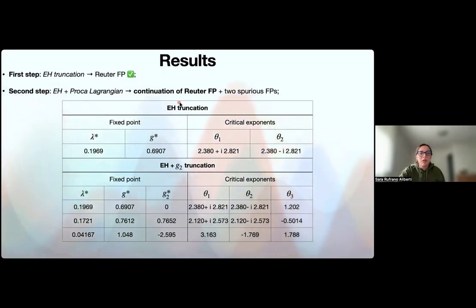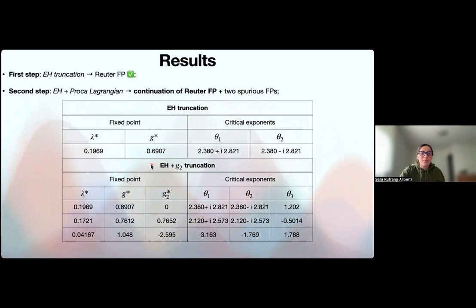So for the Einstein-Hilbert truncation, we found the Reuter fixed point characterized by these fixed point coordinates. And here there are the usual pair of complex conjugates for the critical exponents of the Reuter fixed point.